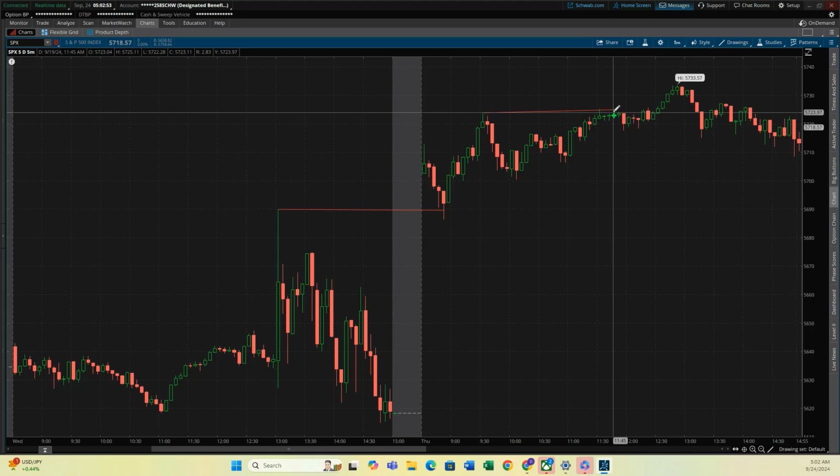And so I sold a 5745, 5775 bear call. That would basically take in an additional credit, and then that would be legging into a bear call. So I already sold the bull put, right around in here, and then I sold the bear call.